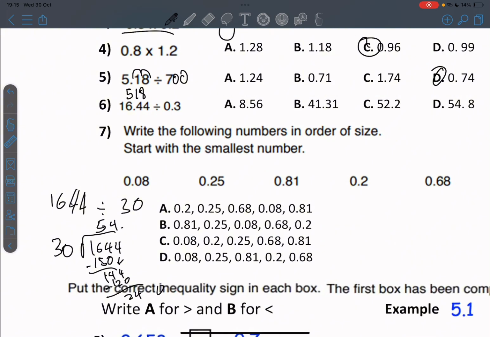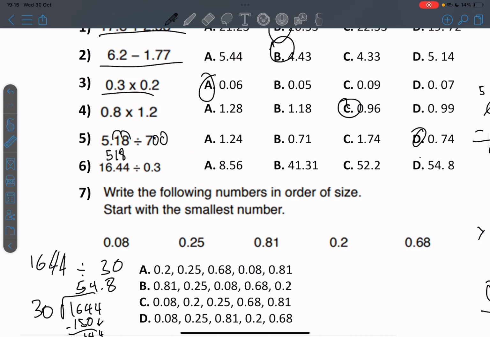And now we have to put a decimal point because 30 doesn't go into 24. So now that we put a decimal point, we can add a 0 over here, and 30 goes into 240 8 times. So our answer here is 54.8, which is option D.